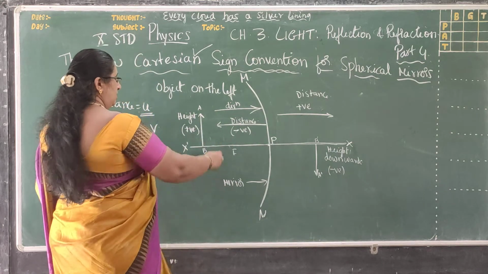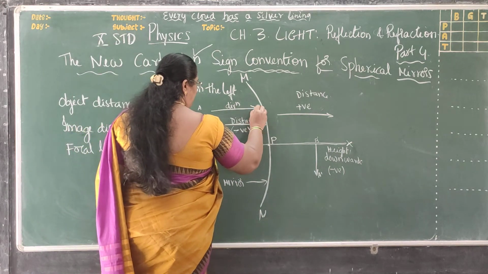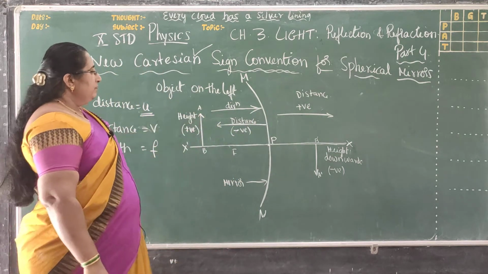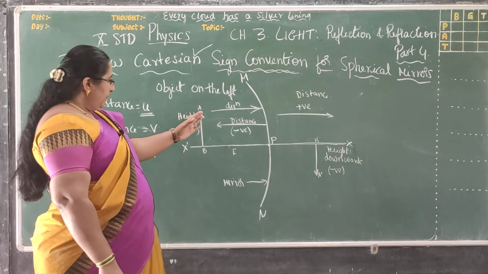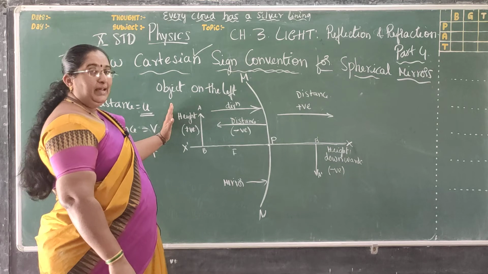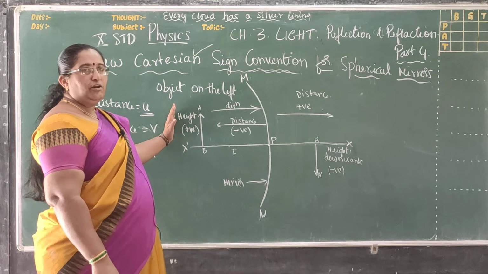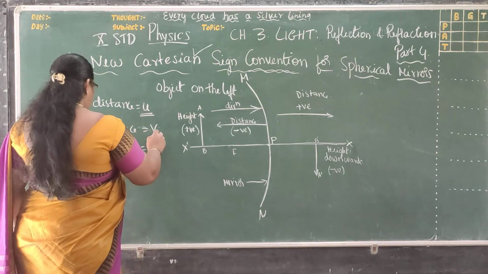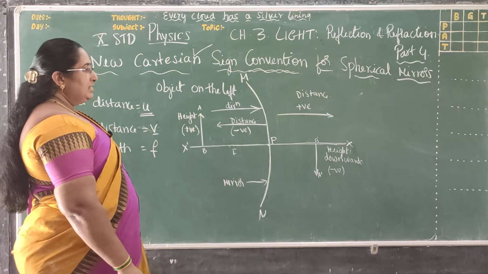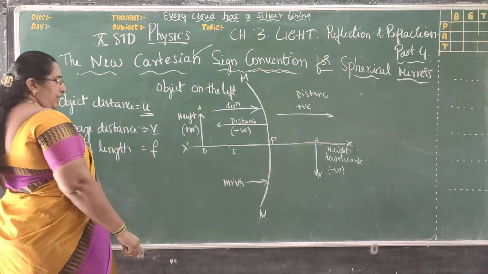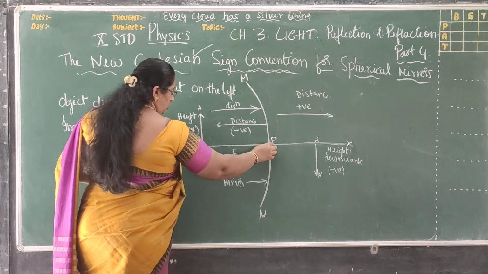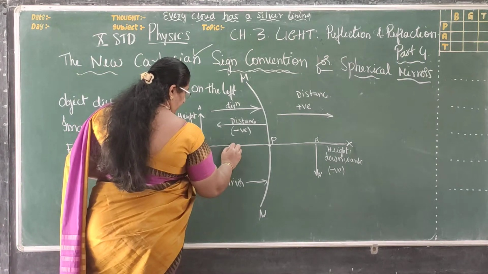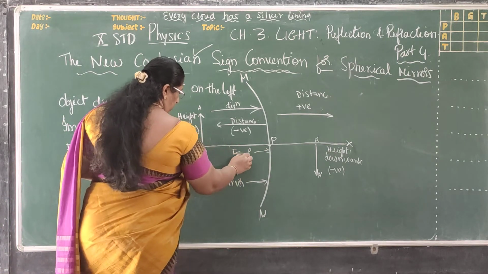And always the direction of the light is from left to right. Like this it will be incident on the mirror. The object will be placed on the left side of the spherical mirror, irrespective of whether it is a convex or concave mirror. The image distance is denoted by small v, and the focal length is the distance between the principal focus and the pole.